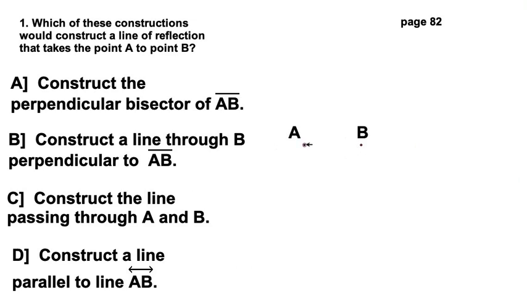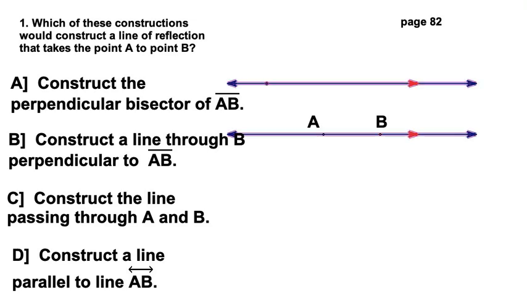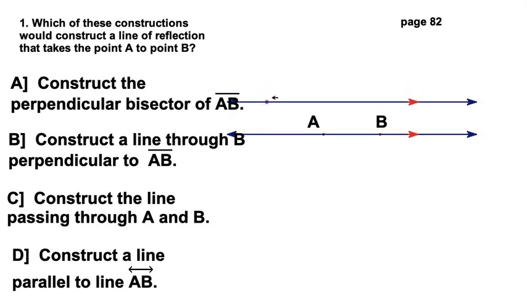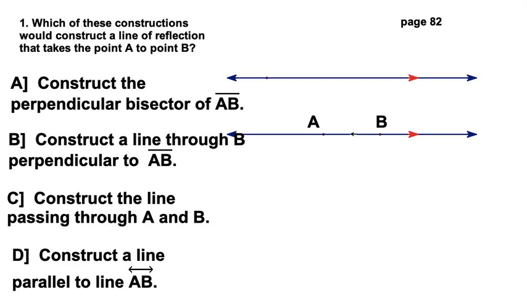So let's see what else we've got. Construct the line passing through A and B. Well, that's silly. I don't think that gives you anything. If you reflect across that, neither of those points move. So no good. And construct a line parallel to line AB. Well, I can't see how that's going to help anything, because that's not going to map A onto B.